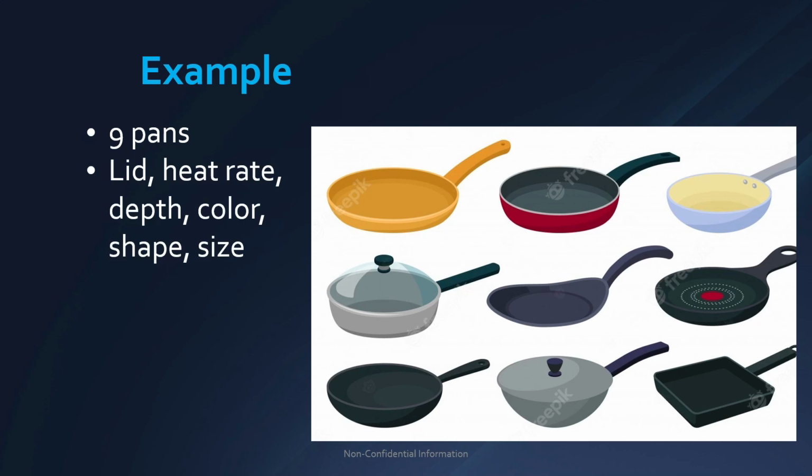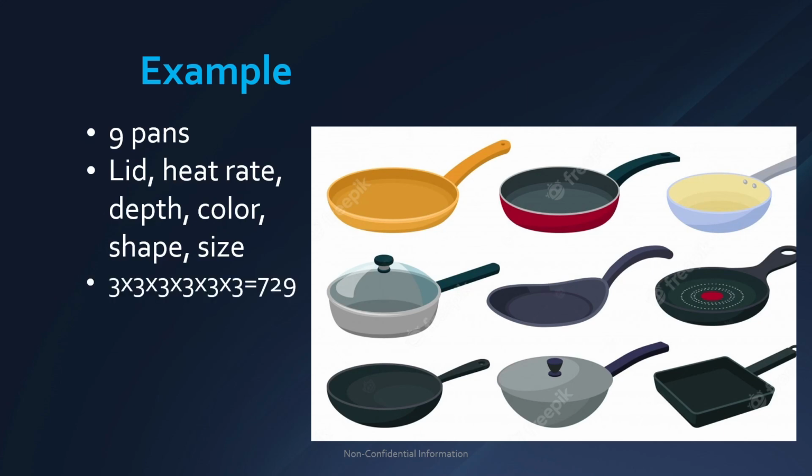We have some pans have lids, some don't. Some heat up fast, some heat up slow. Some are very deep, some are very shallow. They're different colors. They're different shapes. We have a square pan, we have an oval pan, we have round pans, and then the size, just in terms of the actual diameter, is different per pan. So if we look at the patterns of pans, we can try to make a solution that will solve all pans of all these different varieties.